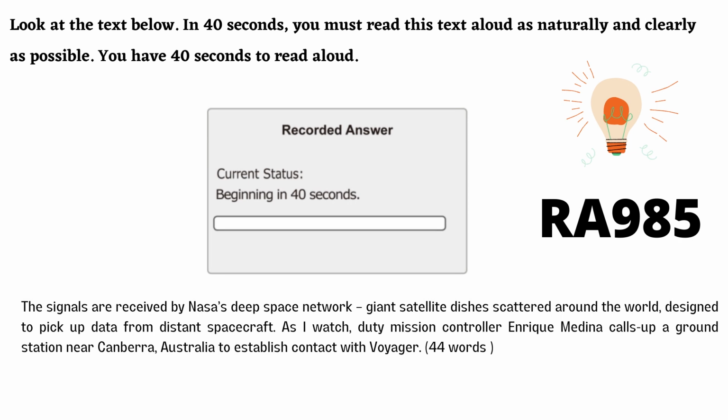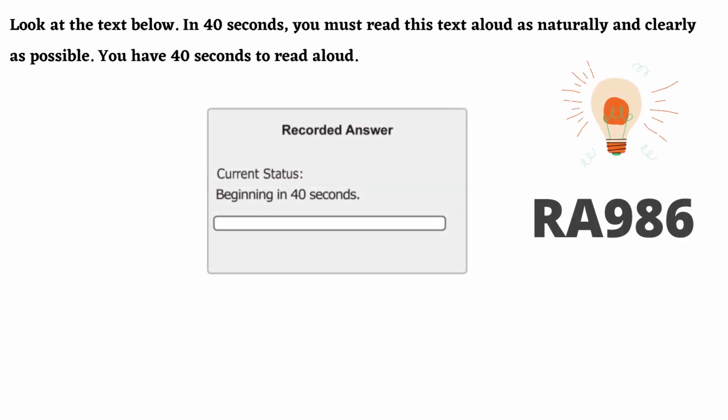The signals are received by NASA's Deep Space Network, giant satellite dishes scattered around the world, designed to pick up data from distant spacecraft. As I watch, Duty Mission Controller Enrique Medina calls up a ground station near Canberra, Australia to establish contact with Voyager.